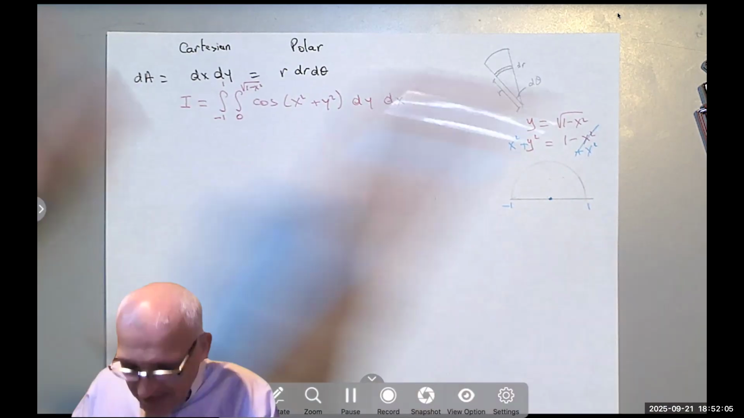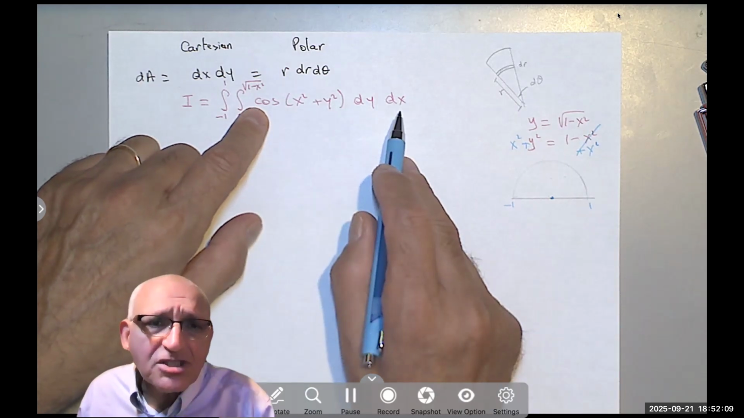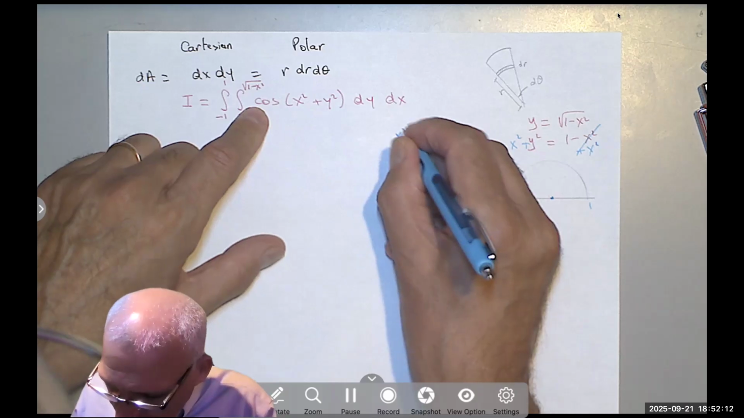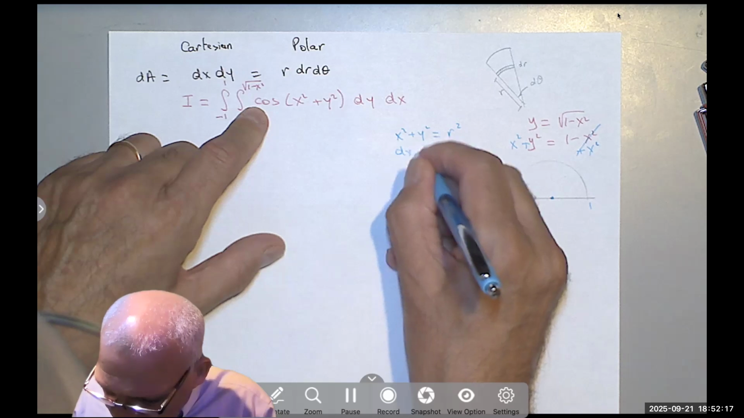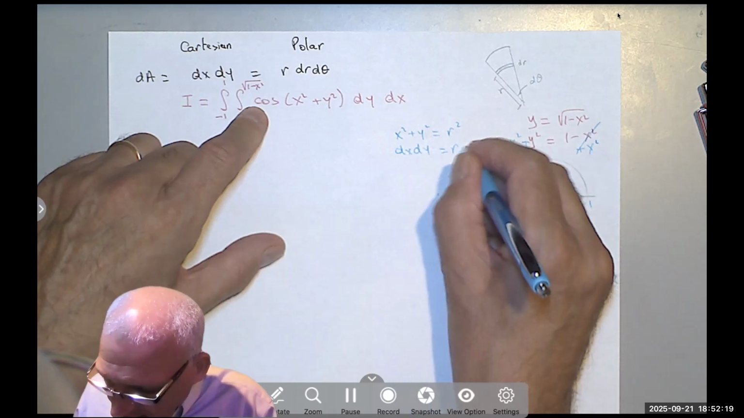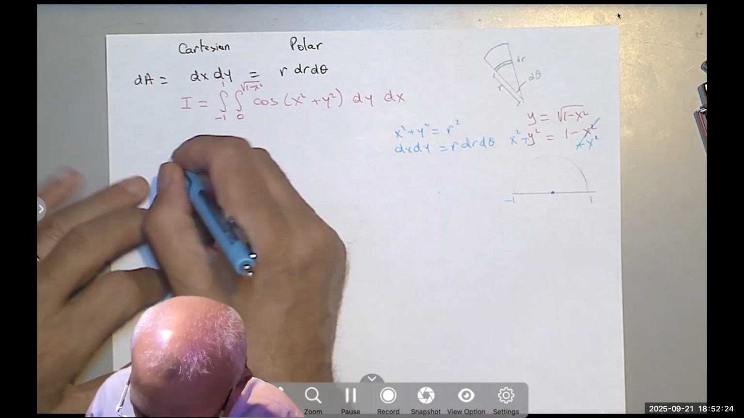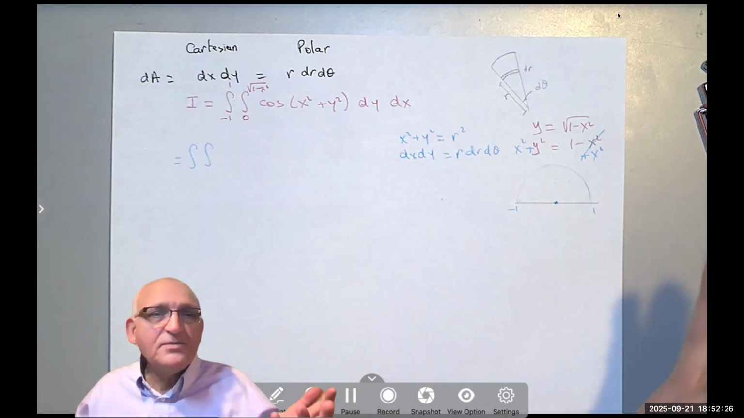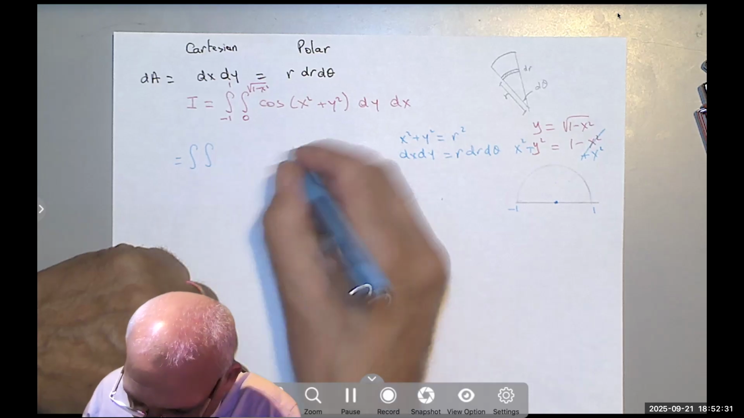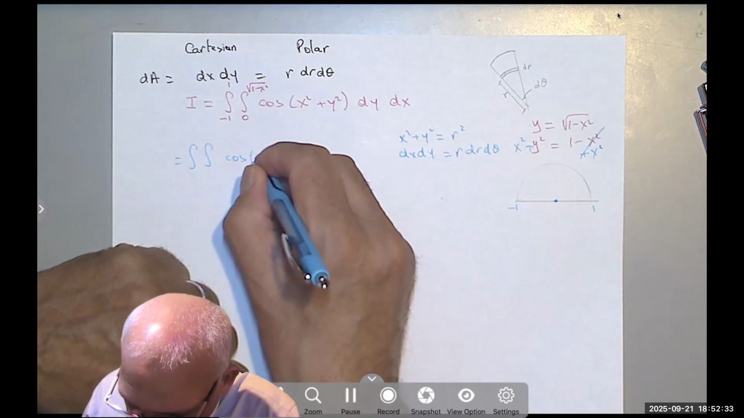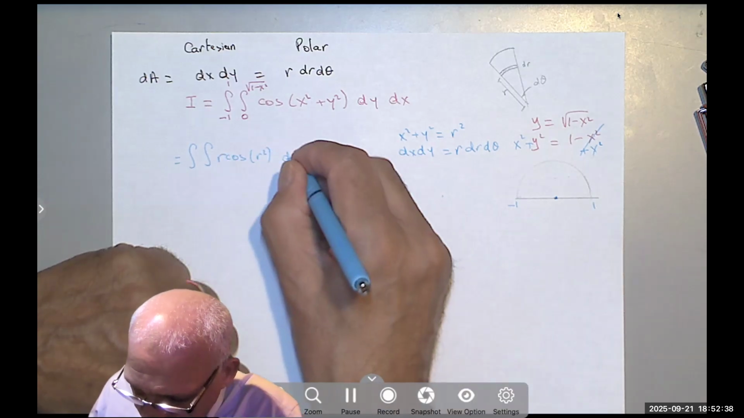Okay, so let's put this apart and we say, well, I don't know how to integrate that in Cartesian. But I know that x squared plus y squared equals r squared. And I know that dx dy is r dr d theta. So just substitute. I will get a double integral. I don't know the limits of integration yet. We'll see how we get those. But inside I have cosine r squared. And then outside I have another r dr d theta.